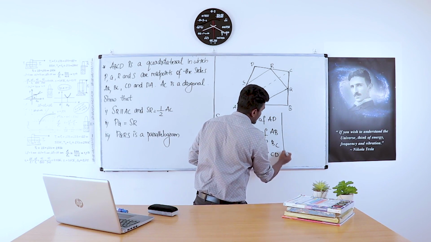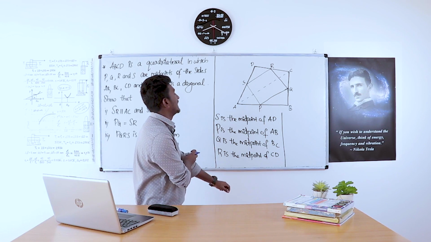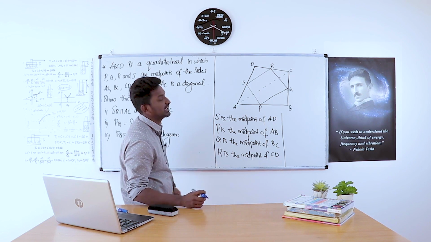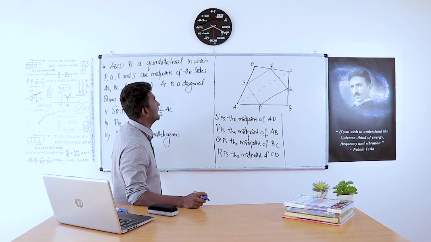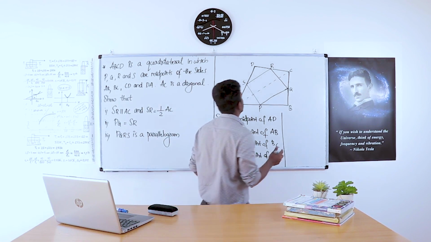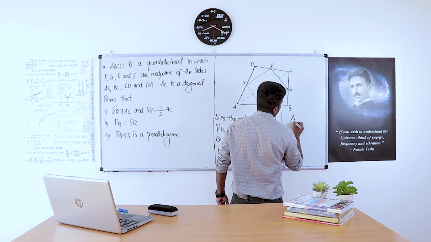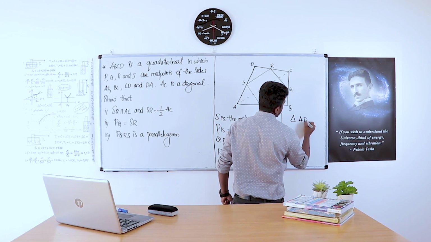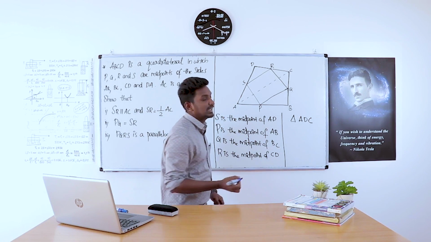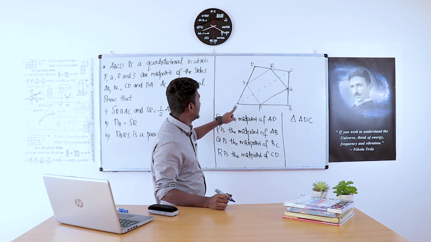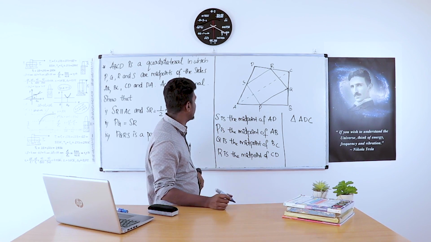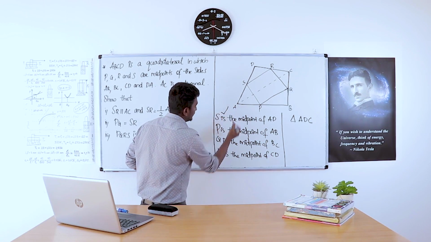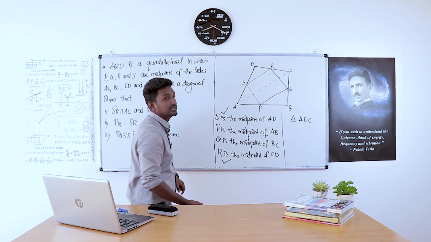Now, first we have to prove SR is parallel to AC. How will we prove this? Now look at the triangle ADC. In triangle ADC, S is the midpoint of AD and R is the midpoint of CD.